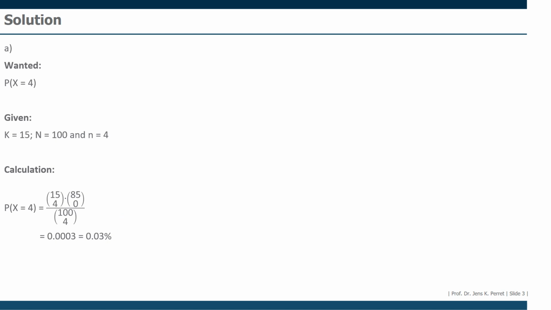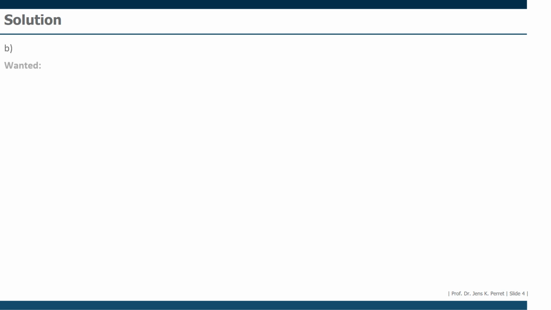Well, that was part A. So let's do the second part of this exercise. Here we're going to look for the probability that at least one of the students will quit. So it should be larger or equal to 1. Equal meaning it could be 1 student. The larger than means could be 2, 3, 4 students. Here we would actually have to calculate the probability of it being 1 student, 2 students, 3 and 4 students. So we would have to calculate 4 probabilities.